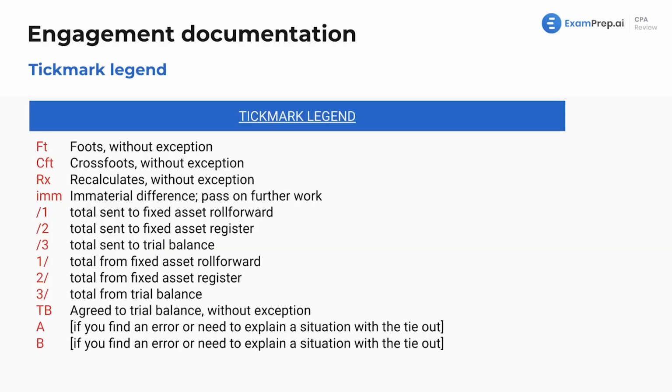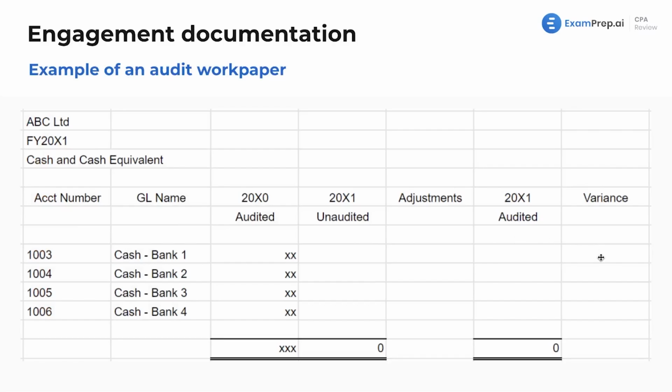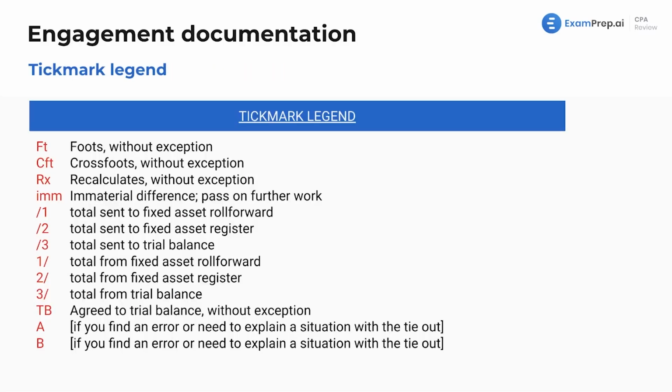Tick mark legend. I mean, just another example of many different tick marks you could see. I'm not gonna walk through each of these. I'll just highlight a few of them. If you have a variance, so let's say over here we do have a variance between the amounts that the client says they have and what we found. But let's say that variance is like $1, right? And we're dealing with a multi-million-dollar company. We would put IMM for immaterial difference. So yes, there is a variance, but it doesn't mean it's an issue.